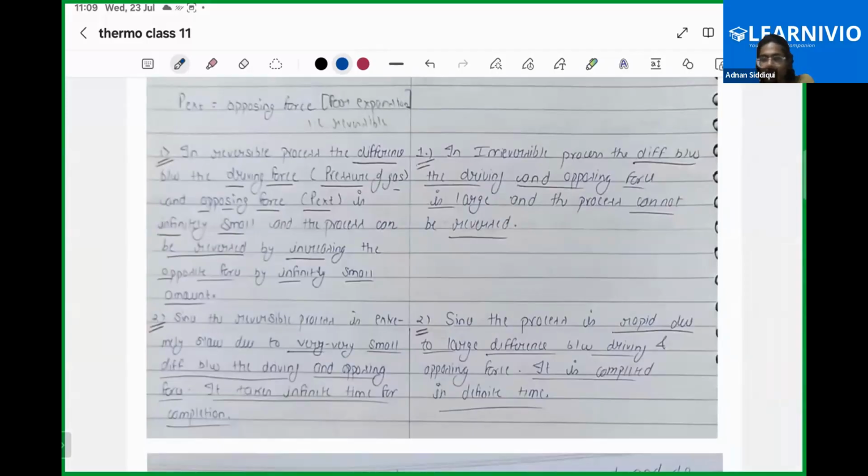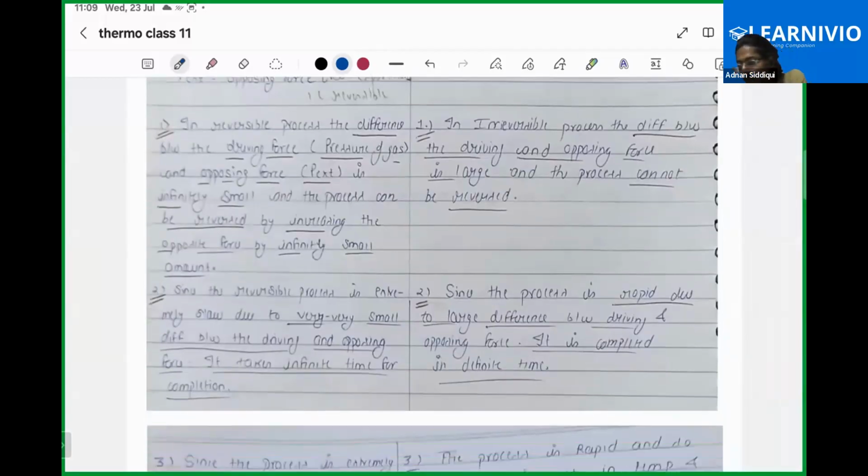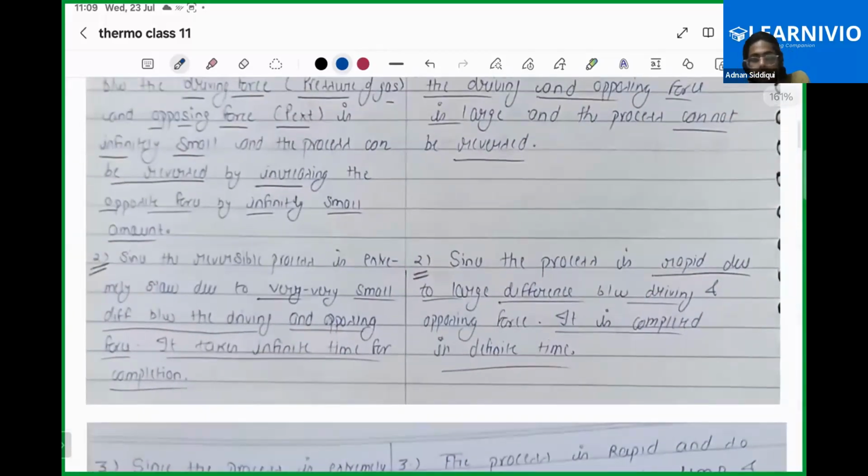I have a different example where we'll be dealing with stones. Let us talk about this more scientific example, then we will go with the more generic one. The next point is, since the reversible process is extremely slow due to the very small difference between the driving and opposing force, it takes infinite time for completion. In a reversible process, you are using very small intervals for a very long period of time. So it is a very slow process. You will put 0.5 again, you will do it several times, and the process takes infinite time to complete.